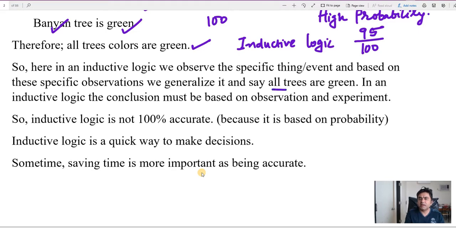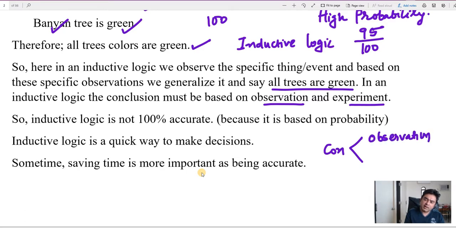In inductive logic, the conclusion must be based on observation and experiment. Experiment means you are doing some kind of work, and you redo this work several times. Then you can say, after adding these two elements, the third element is generated. Then you can say there is a high amount of accuracy involved in it, but it is based on experiment. So you can conclude.